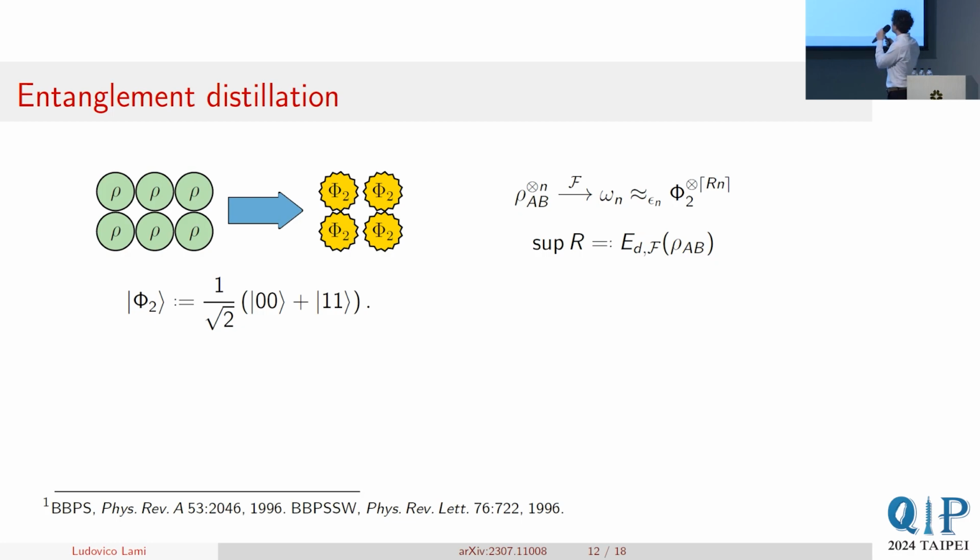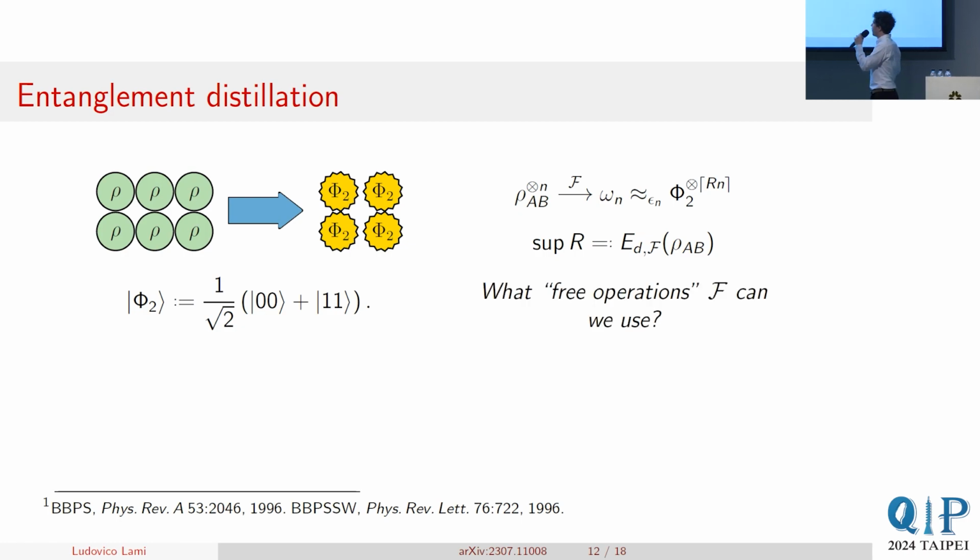Then we aim to obtain a state that is asymptotically close to a certain number of EBITs, and the number of EBITs we get out of this process per copy of rho, in this case 2/3, is the achievable rate of the entanglement distillation protocol. The supremum of all achievable rates is the distillable entanglement under operations in F. This crucially depends on the operations in F and of course on the state rho.